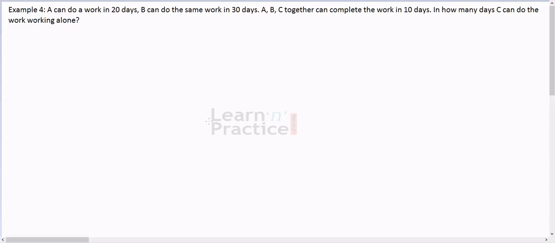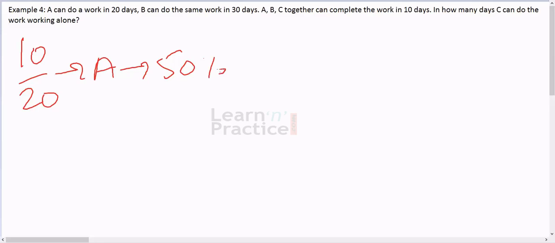So here A is working for 10 days and he can do the entire work in 20 days. So A is working for 10 days, 10 by 20 amount of work was done by A. This can be written as 50%, right? Because it is 1 by 2. Now B is working for 10 days and he can complete the work in 30 days. So for B we can write 10 by 30 amount of work can be done by B.